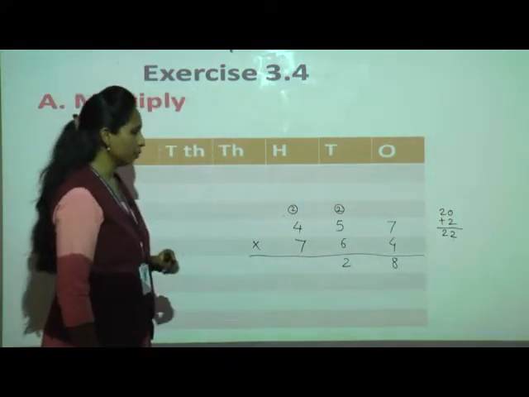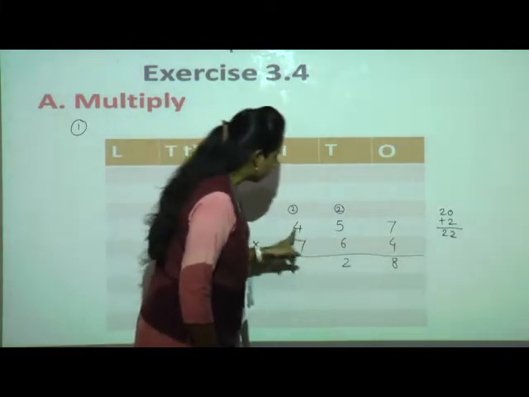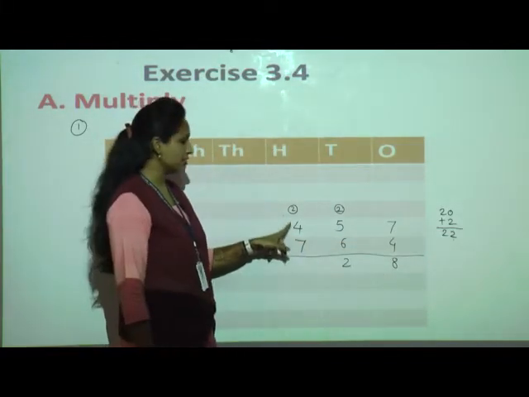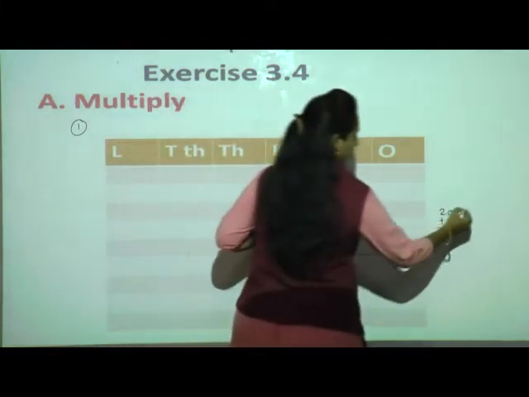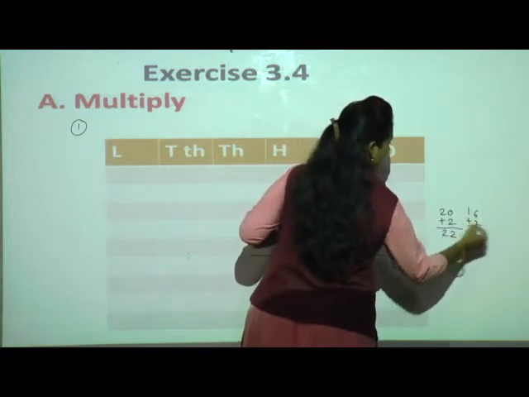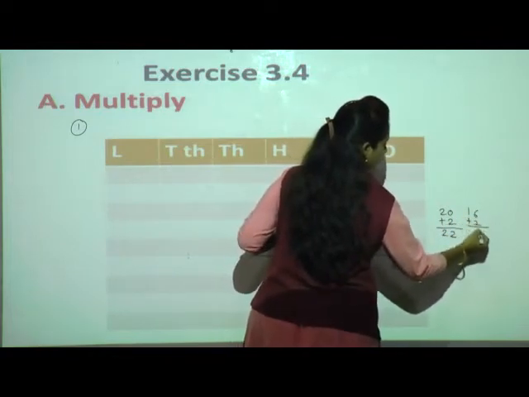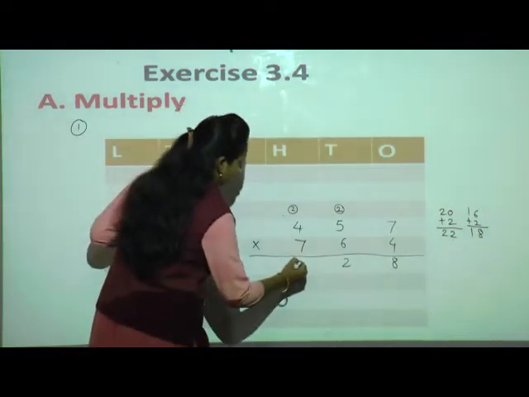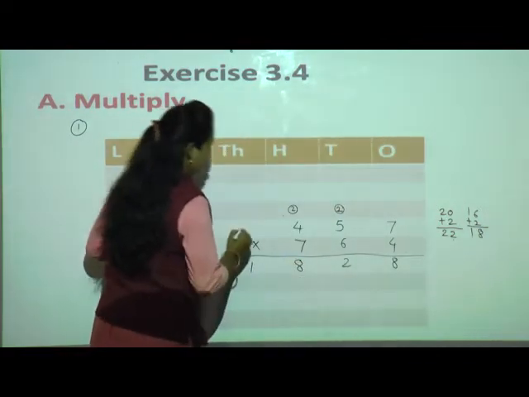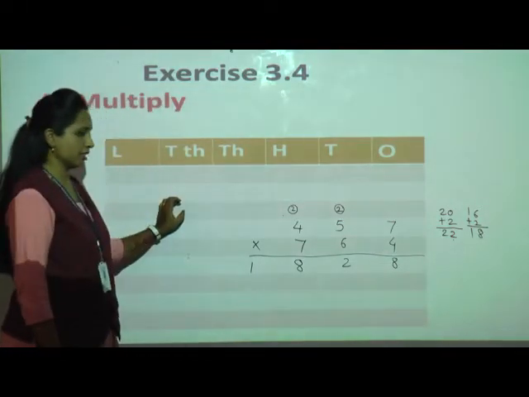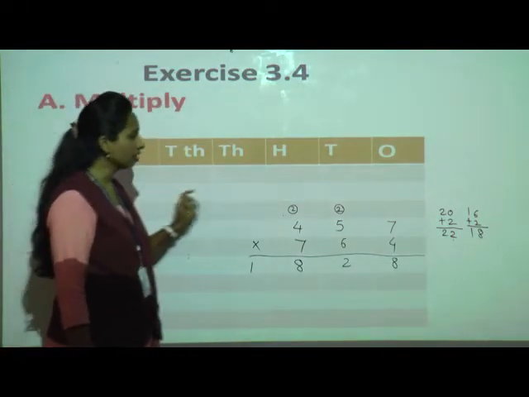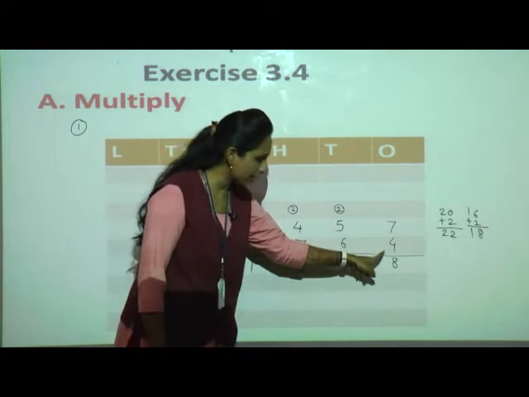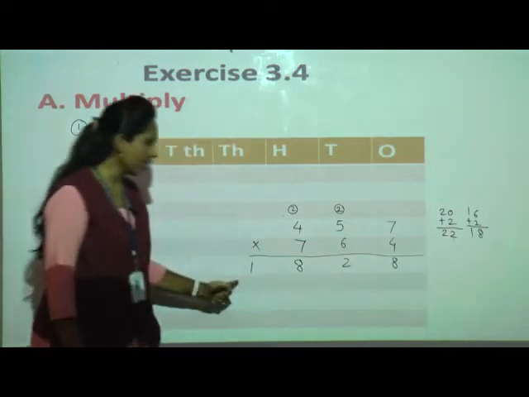Now the next. 4 4s are 16. 16 plus 2. See, 6 plus 2 is 8, and 1 as it is. What is the answer? 18. 8 on the hundreds place and 1 on the thousands place. Now what we have done? 457 multiplied by 4. This is the answer.